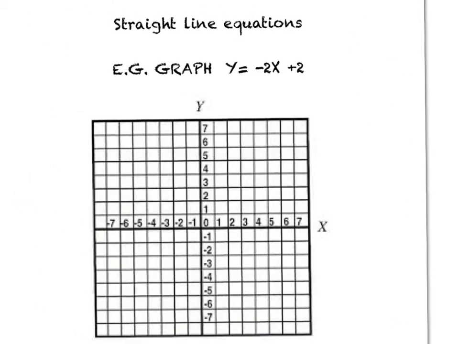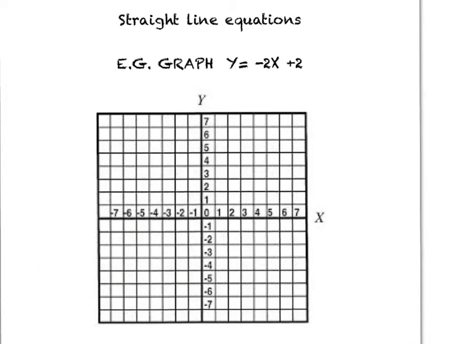In this question, we're asked to graph y equals negative 2x plus 2. Okay, thinking about our y-intercept first. Positive 2 tells us that that line will cross the y-axis at 2. Now, thinking about our gradient, m. In this case, it's negative 2, which means it's going to be something like this.